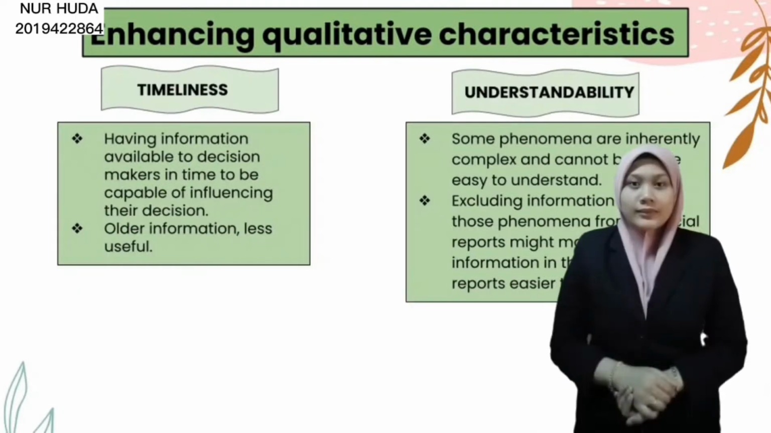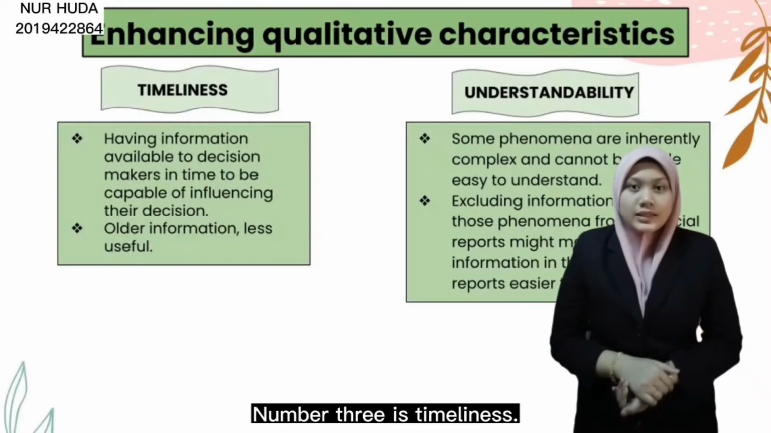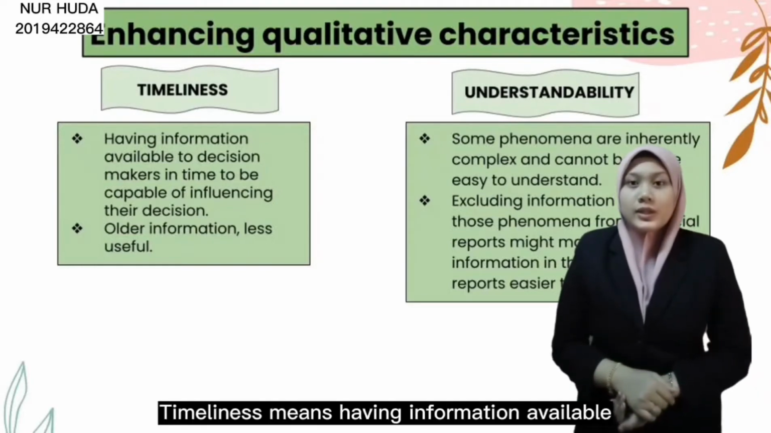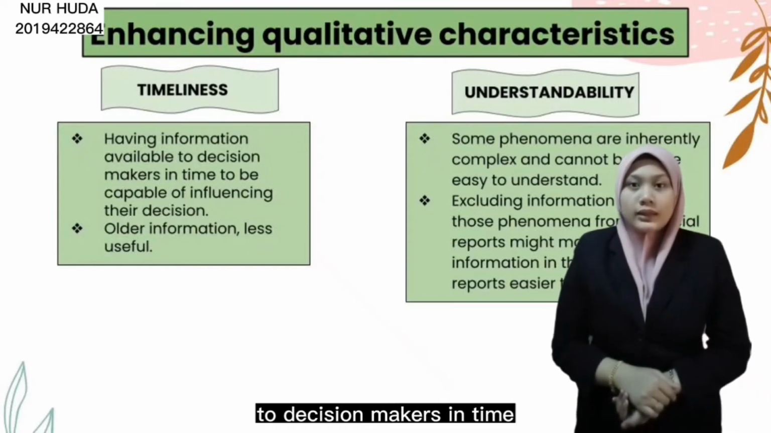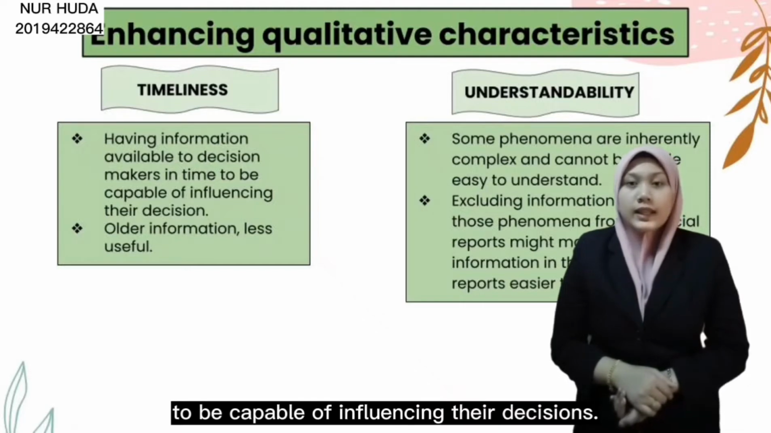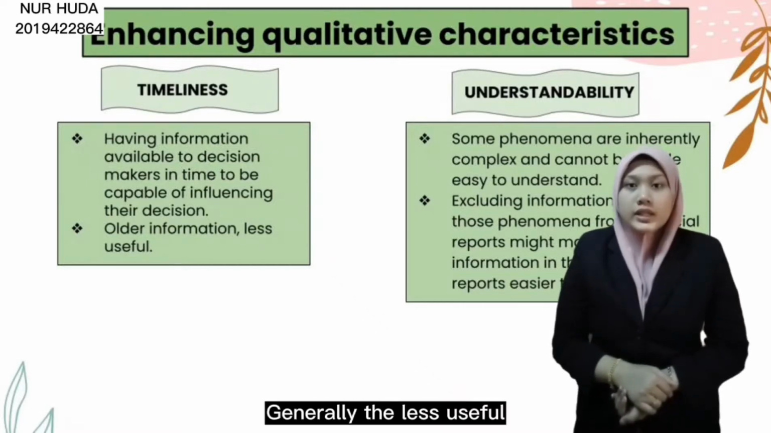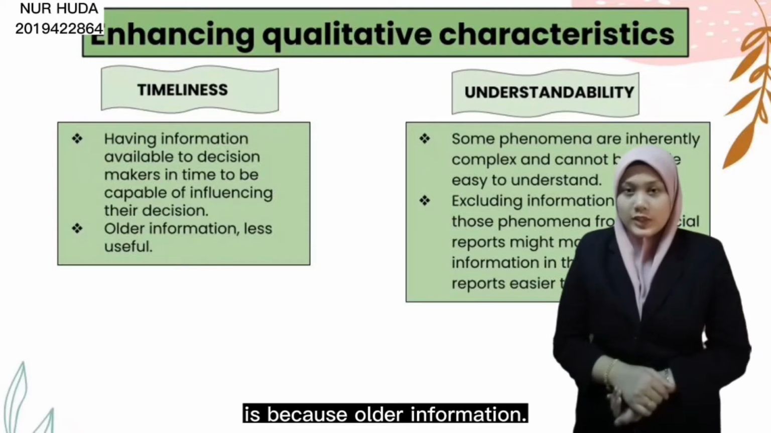Number three is timeliness. Timeliness means having information available to decision makers in time to be capable of influencing their decisions. Generally, the older the information is, the less useful it is.